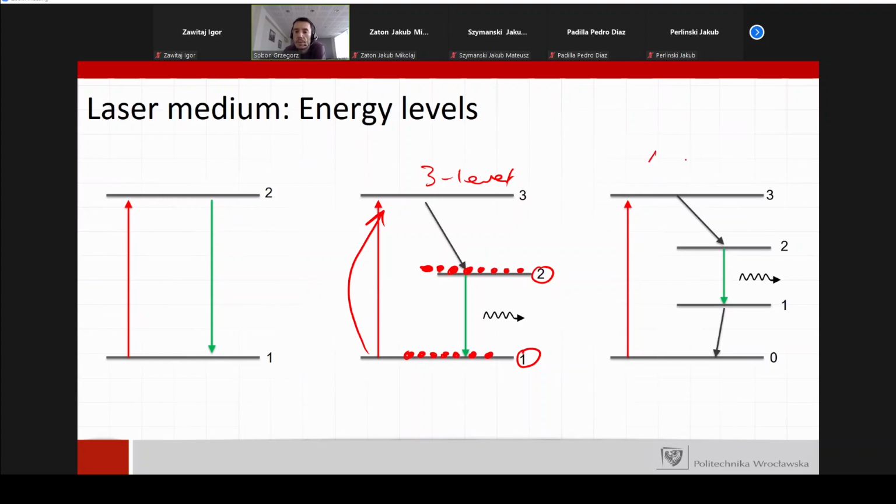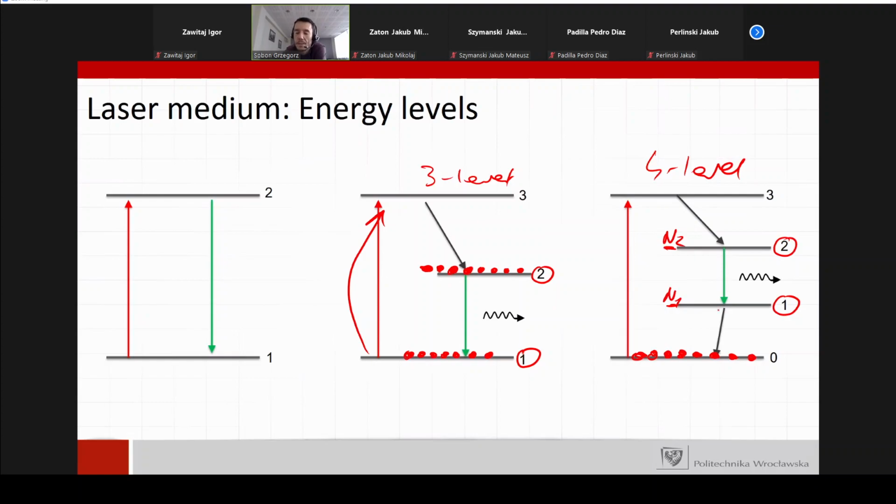In the 4-level system, the laser emission, the emission of the coherent photons, occurs between the state 2 and state 1. And the state 1 is not the ground state, so it lies above the ground state. So I have a lot of atoms on the ground state, but I don't care about the population of the ground state, because I just care about the difference between the population of level 2 and 1.